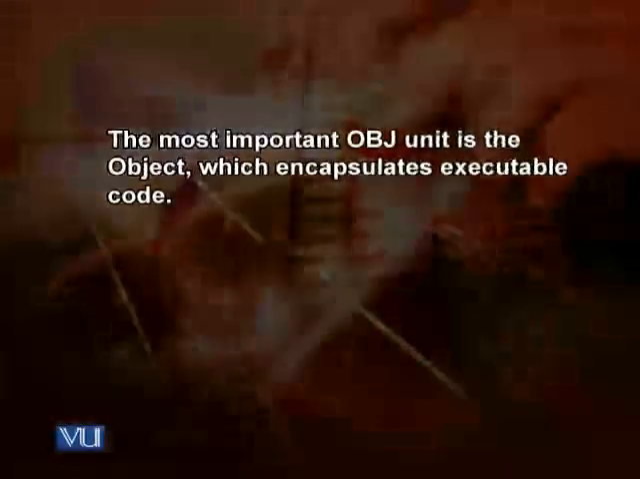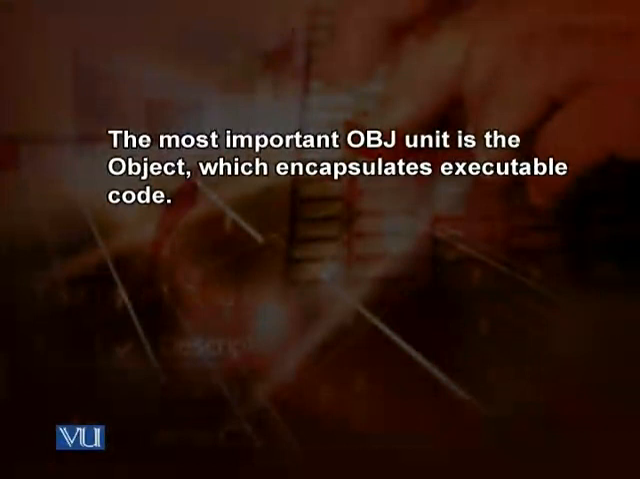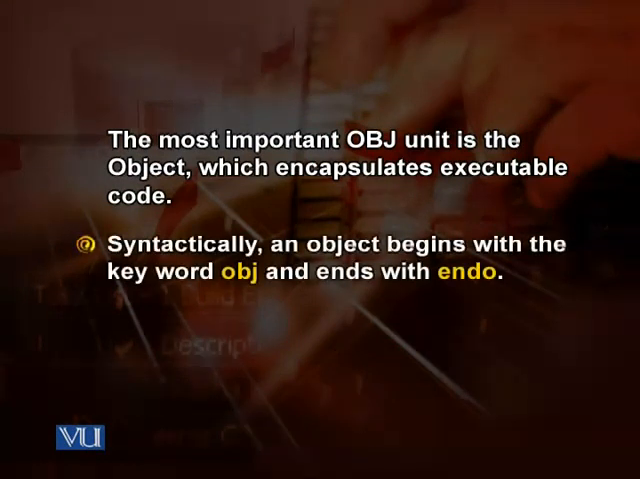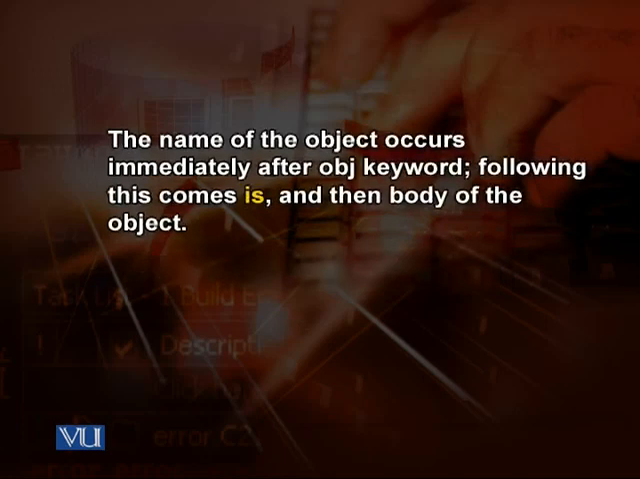Now, let's go back to the slide once again. The most important OBJ unit is the object, which encapsulates the executable code. Syntactically, an object begins with the keyword obj, all lowercase letters, and ends with endo, once again all lowercase letters. The name of the object occurs immediately after the obj keyword. Following this comes is, and then the body of the object.